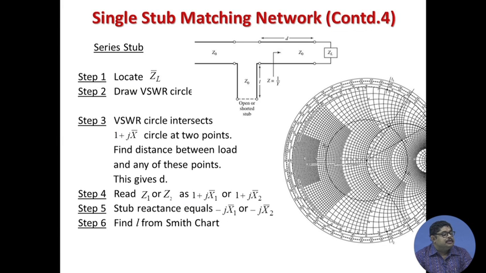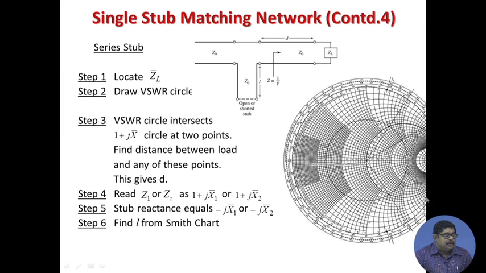Based on that, this is for the series stub. Here you need not go to the admittance plane. Here first you locate your load impedance, then you draw the constant VSWR circle, as you see in the Smith chart. After locating the ZL here, you have drawn the VSWR circle, then this VSWR circle intersects this 1 plus jx circle at 2 points, one point is this, another point is this. That means from your load towards the generator you can come here or you can come to here. So, there will be 2 solutions for this length, because this means from ZL you are moving up to here.